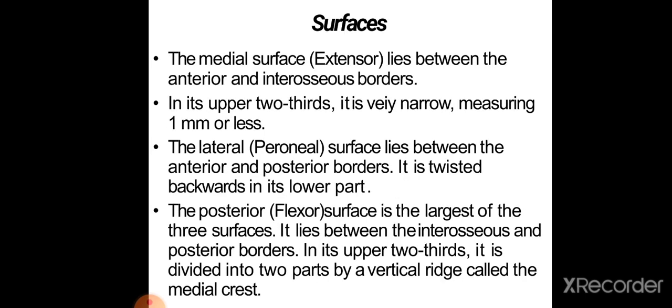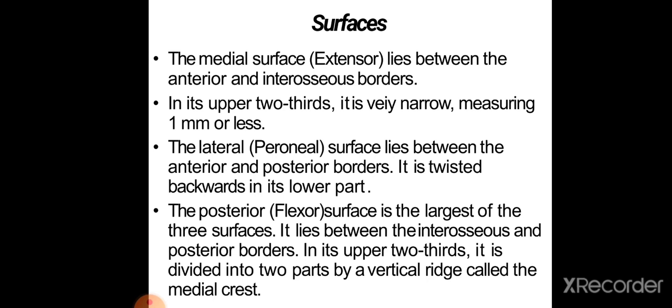Now the surfaces. The medial surface, also known as the extensor surface, lies between the anterior and the interosseous border. In its upper 2/3 part, it is very narrow, measuring up to 1 mm or less. The lateral surface lies between the anterior and the posterior borders. It is twisted backwards in its lower part.